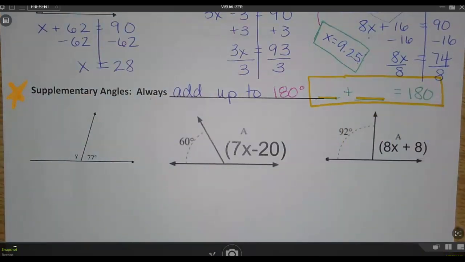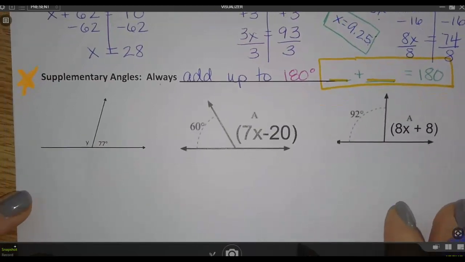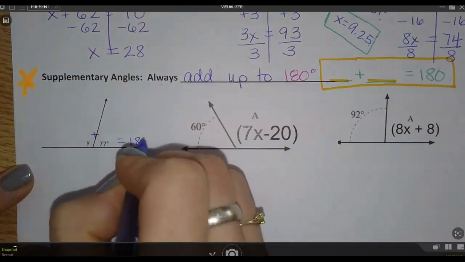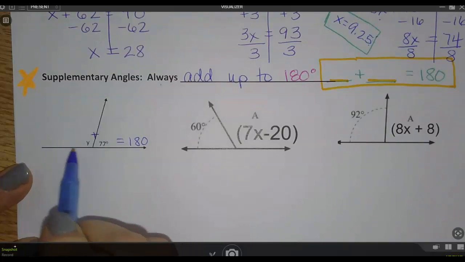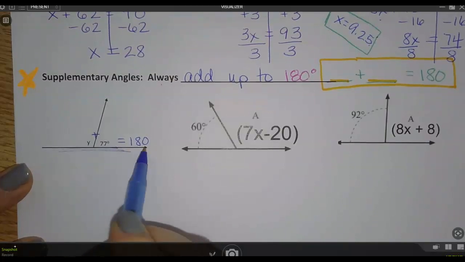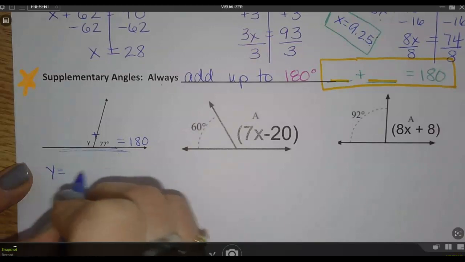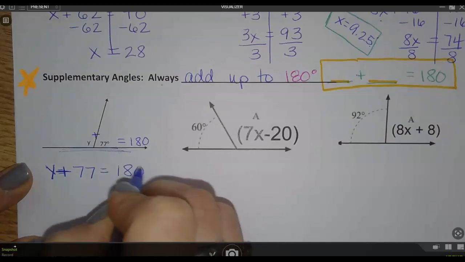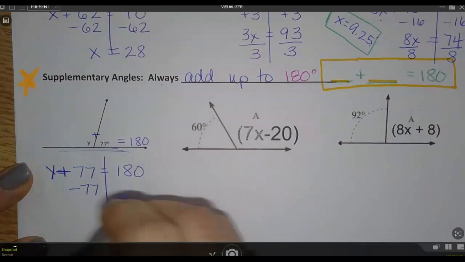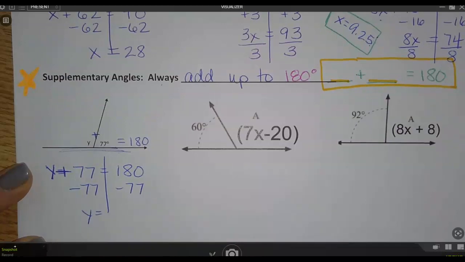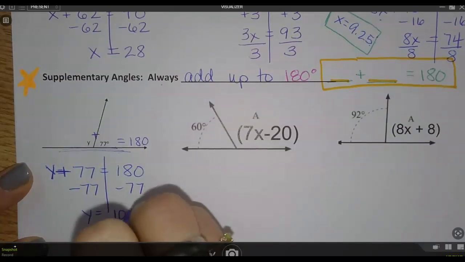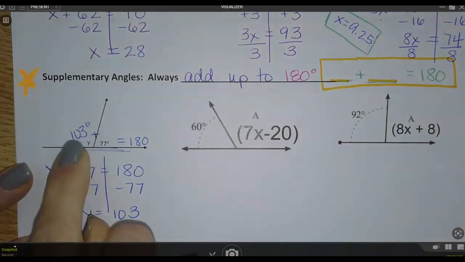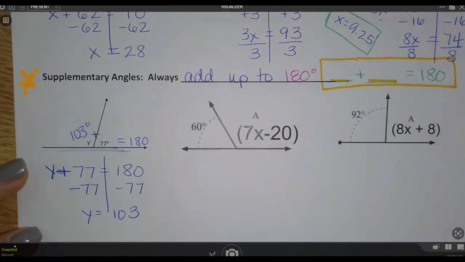So let's look at our first picture. This one is pretty simple. I can just put a plus sign in between there, and I know they have to make 180 degrees. I recognize that from the picture as well because they make a straight line, and I know a straight line is 180 degrees. So my equation would simply be y plus 77 equals 180. And then solve for y. And I get 103. So in this case, this angle is 103 degrees, and those two add up to 180. Cool. Let's take a look at the next one.